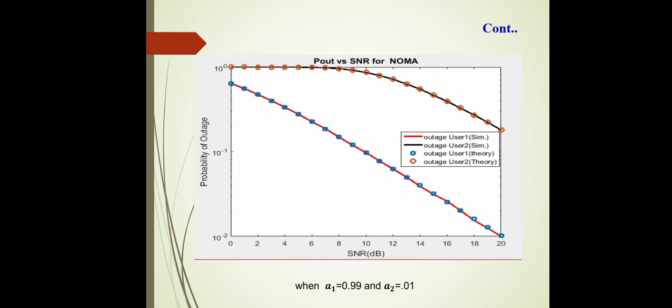So we can easily say that for users whose channel condition is worse, we have to allocate more power, and for those whose channel condition is better, we can give a smaller fraction of power.